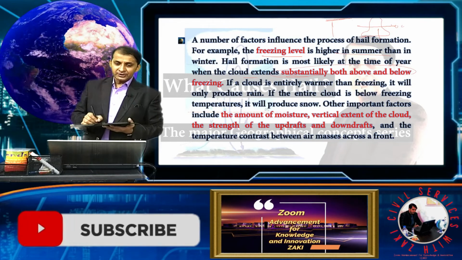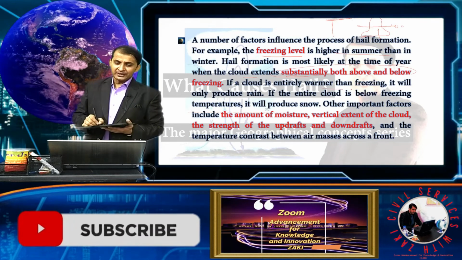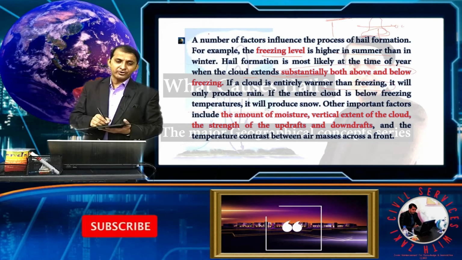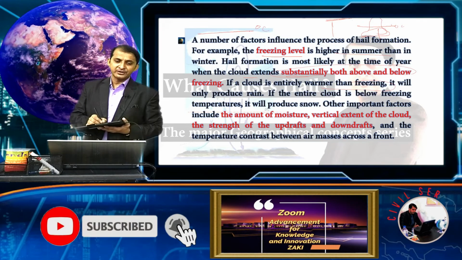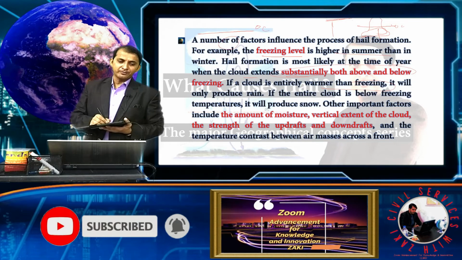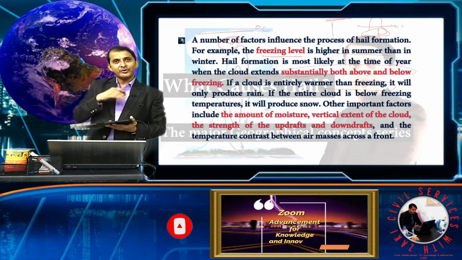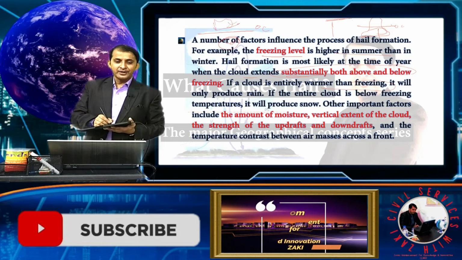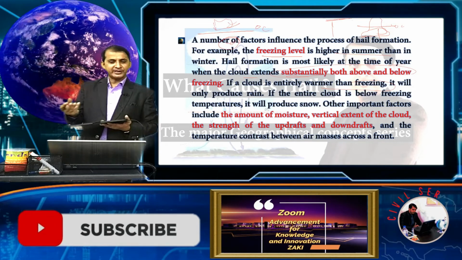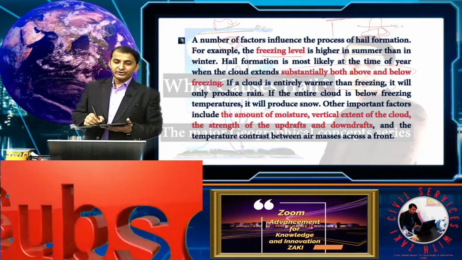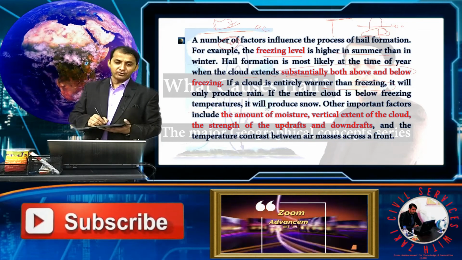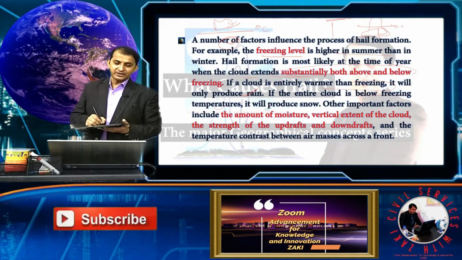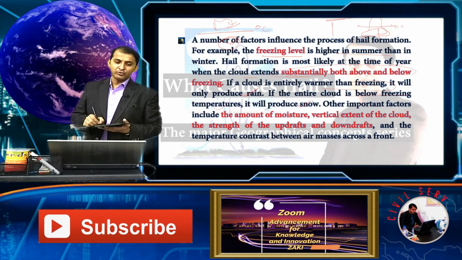See, this is the freezing line. If the cloud forms only here, it means only rain. And if the cloud forms only in this layer, it means only snowfall. So if the cloud is entirely warmer than freezing, it will produce rain. If the entire cloud is below the freezing temperature, it will produce snow.